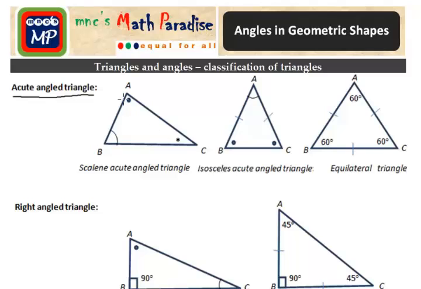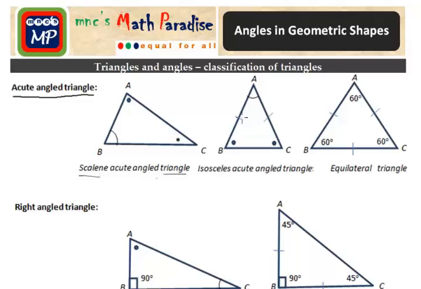in this triangle ABC, all three sides are different and all three angles also have different values. So this triangle is called a scalene triangle. All three sides are different, scalene triangle, and since it is acute, all three angles are also acute, so it's a scalene acute angle triangle.